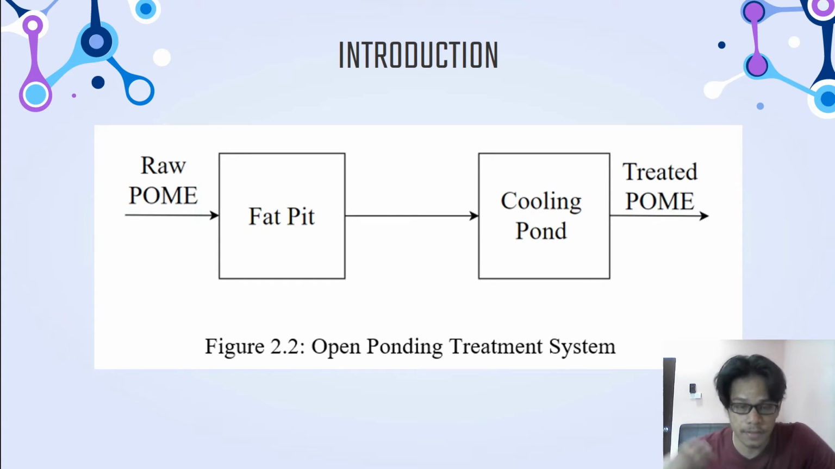Typically, open ponding systems are used for the treatment of POME due to its lower operational cost and operational simplicity. Raw POME will be supplied to the first section of the treatment system, which is fat pit. In this section, the remaining oil and grease in POME will be collected. Meanwhile, POME will then be passed to the cooling pond to lower the temperature of the POME, creating the optimal condition for anaerobic decomposition to occur.